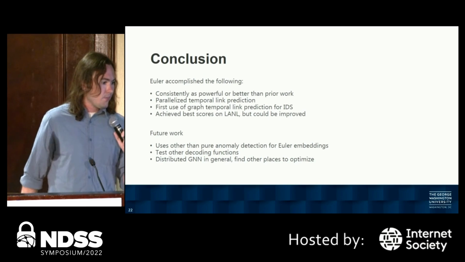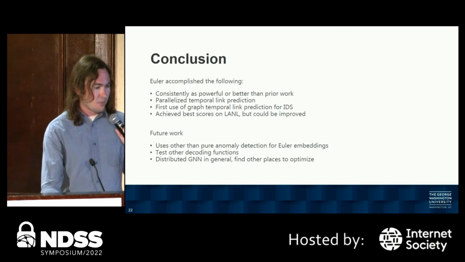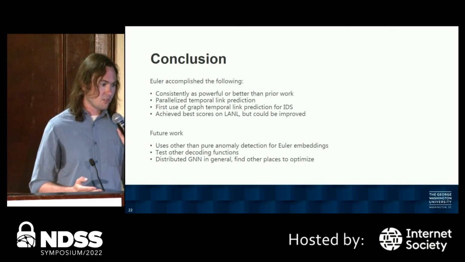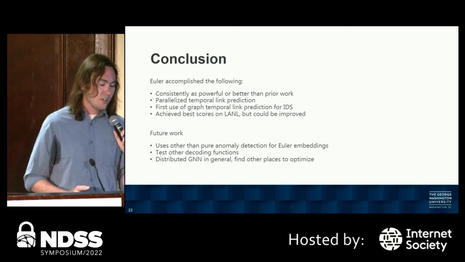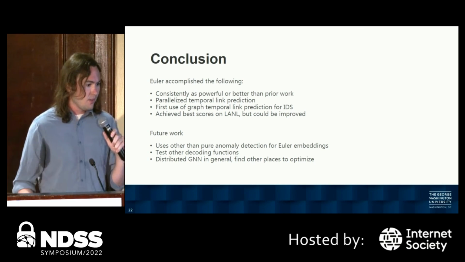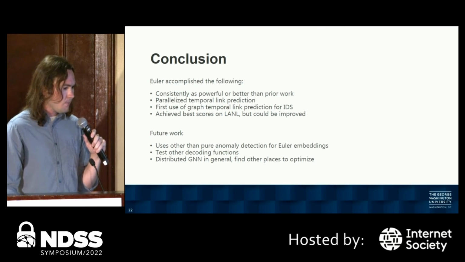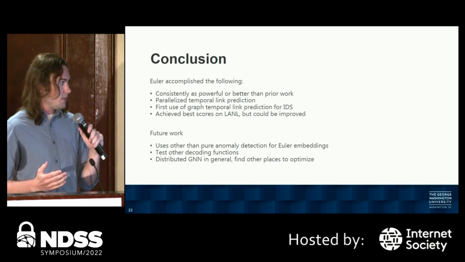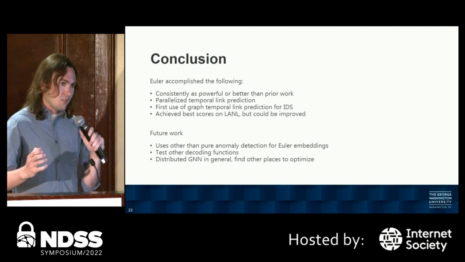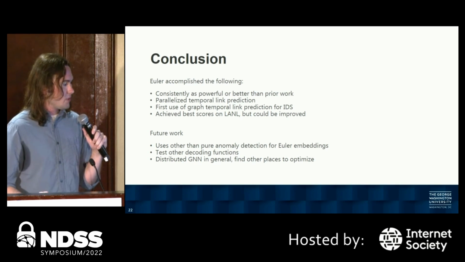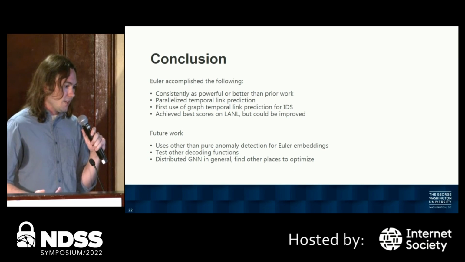So in conclusion, Euler is consistently as powerful or better than the prior works on the benchmark data sets, and consistently better than prior works on the real-world cybersecurity data sets. To our knowledge, Euler is the first use of graph temporal link prediction for an intrusion detection system. And in the future, we'd like to do a little more with the embeddings that Euler produces, and probably try to get that false positive rate even lower. But we see lots of uses for this in distributed graph neural networks in general, and that sort of thing.